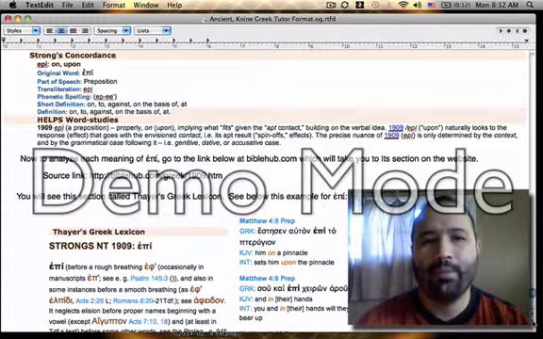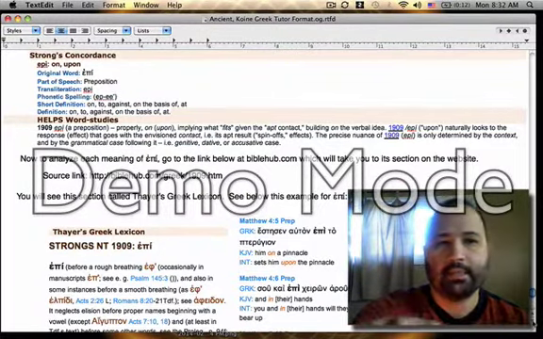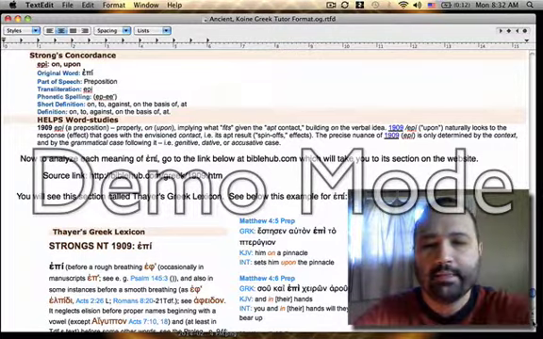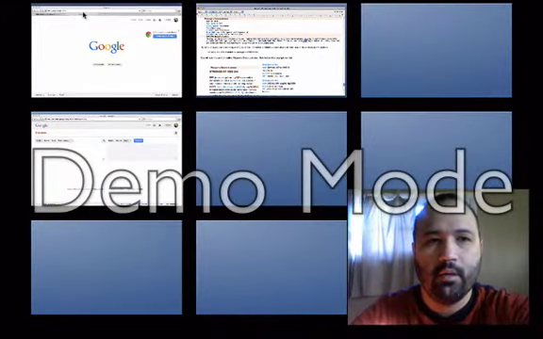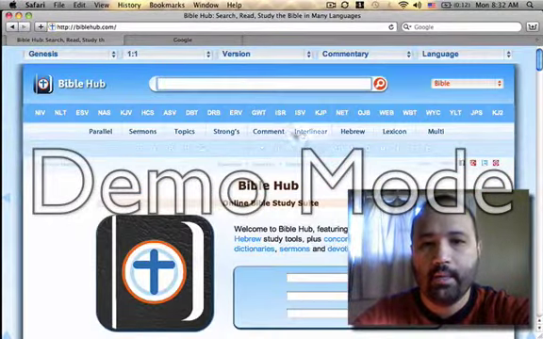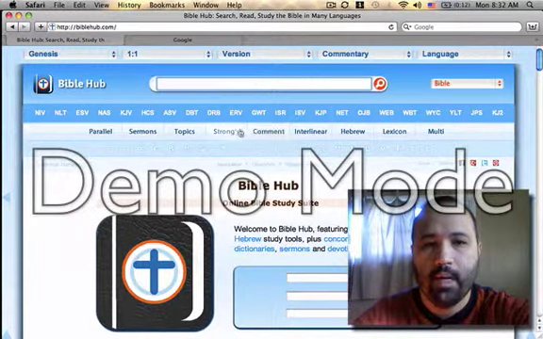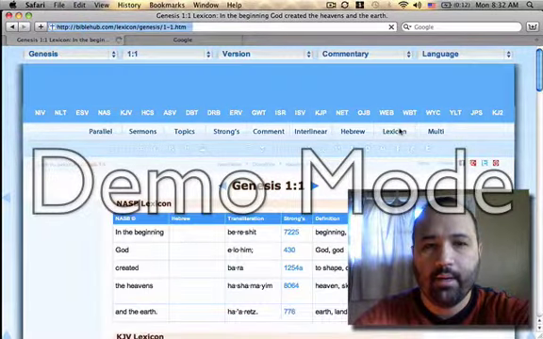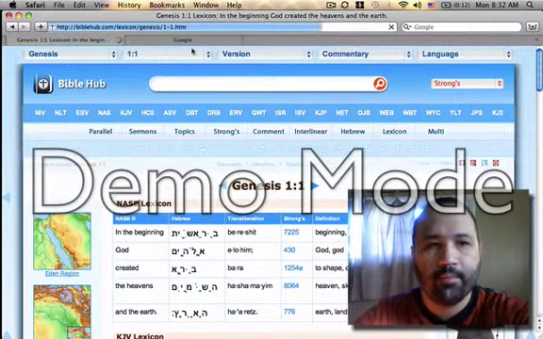As you go to BibleHub.com, it's going to show you this exactly right here. Basically what you can do is go to the part here. Here's BibleHub.com, and then you have this lexicon part here.